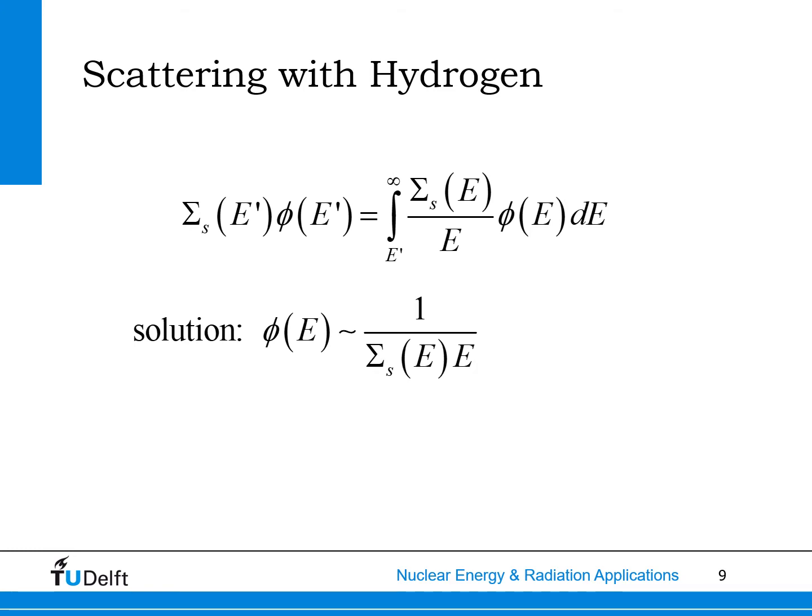If the scatter cross-section is constant, the result becomes very simple. In that case, the neutron flux is proportional to the inverse of the energy E only. This is the background of the so-called 1/E neutron flux density in the epithermal energy range in light water moderated reactors.